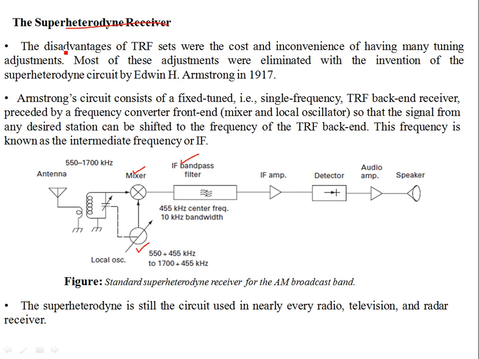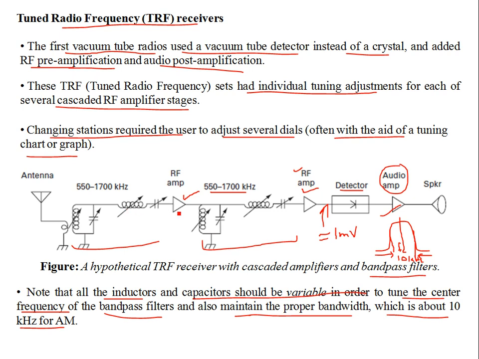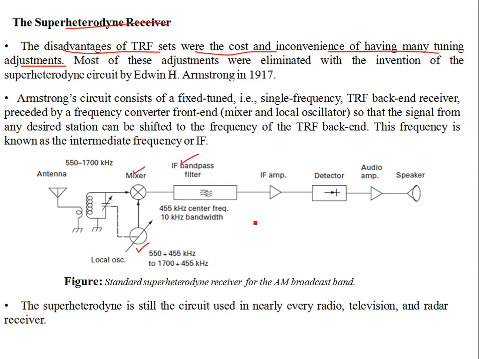So the disadvantage of the previous TRF receivers was the cost and the inconvenience of having many tuning adjustments. Okay, so you can see that over here there are many tunable filters, and you have to maintain the bandwidth and tune the center frequency for a large number of cascaded stages. So most of these adjustments were eliminated with the invention of the Superheterodyne Circuit by Edwin Armstrong in 1917. So that was World War I times.